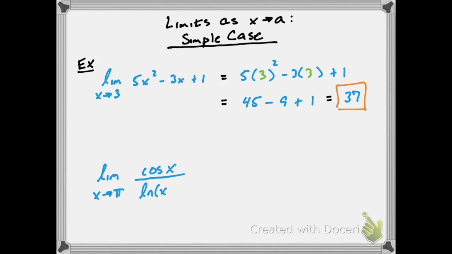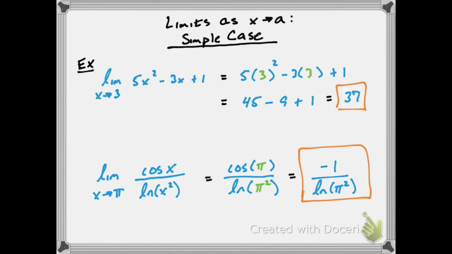Limit as x approaches pi of cosine of x over the natural log of x squared. This would give us cosine of pi divided by the natural log of pi squared. Cosine of pi is -1, and we can't do much to simplify the natural log of pi squared. That'd be our final answer.